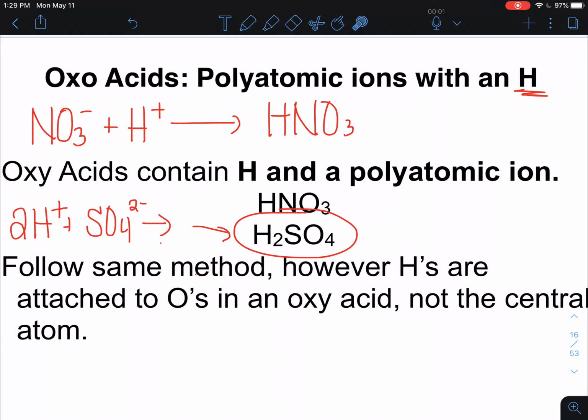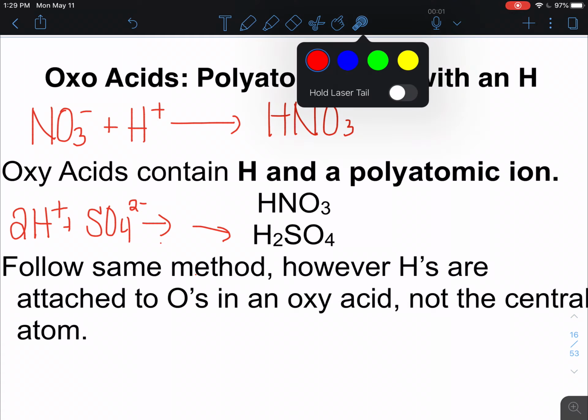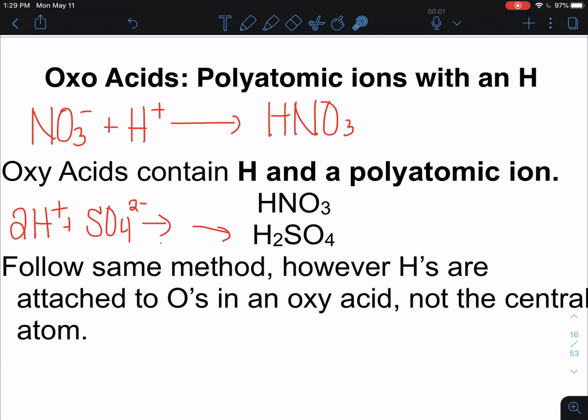Hydrogens, again, are always terminal, okay? And with these oxyacids, the big question is, where are they going to go? Yes, I just said that they were terminal, but they're always going to come off of one of the oxygens, okay? So when we draw the Lewis structures for these, we're going to follow the same method as we had been doing before for polyatomic ions. However, the hydrogens are going to be attached to the O's in an oxyacid, not the central atom. Okay, so that's key. Not the central atom.